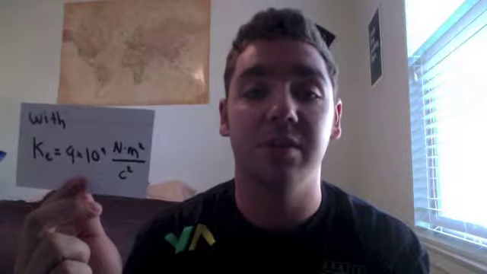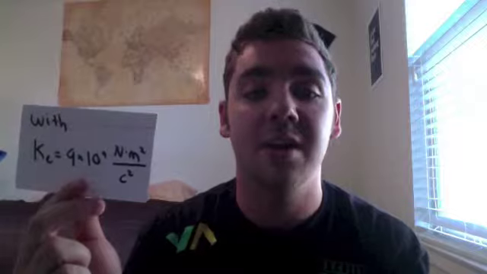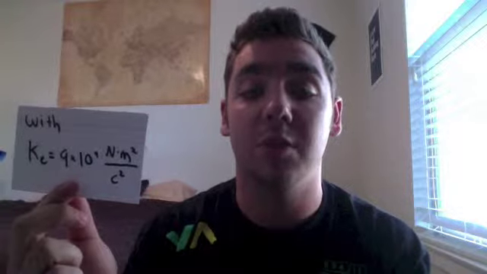With this, k sub e is a constant equaling 9 times 10 to the 9th Newton meters squared per Coulomb squared.